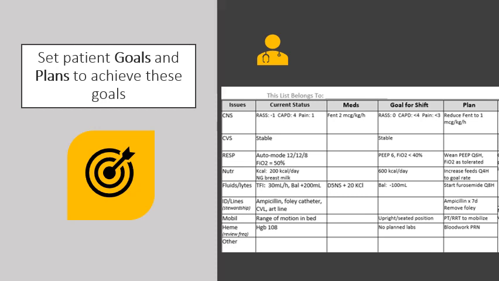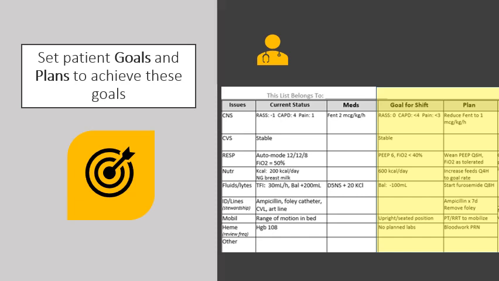After stating your impression, you may now describe your specific goals and plans for the shift or the day. It is not always possible, but wherever you can, try to state an objective goal, for example, a fluid balance or a pain scale score, followed by how you think you can achieve it. If your patient is already at their goal, you can state that too. Here's an example.